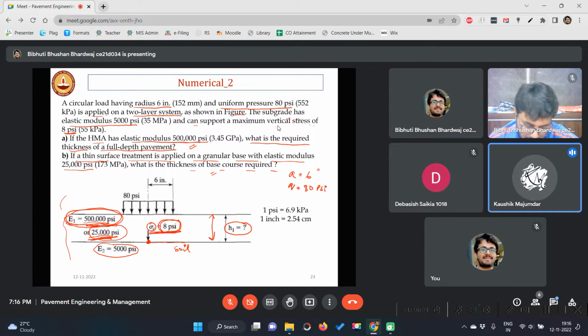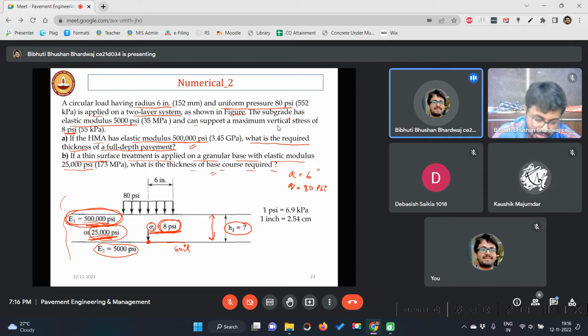Sir, higher thickness for the granular. Yes, of course, because for the granular layer the elastic modulus is very less. So whatever the force is coming, it will not be able to distribute to a greater area, right? So it will distribute like this, and because of that, the stress generated here will be higher. So we need to provide more, so that ultimately the load gets distributed.